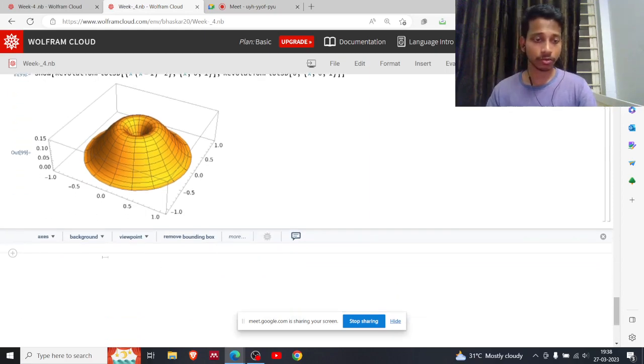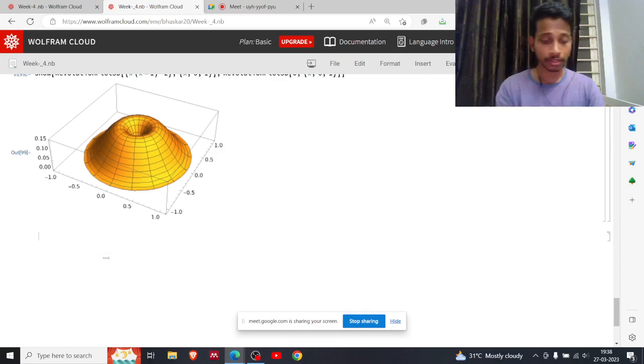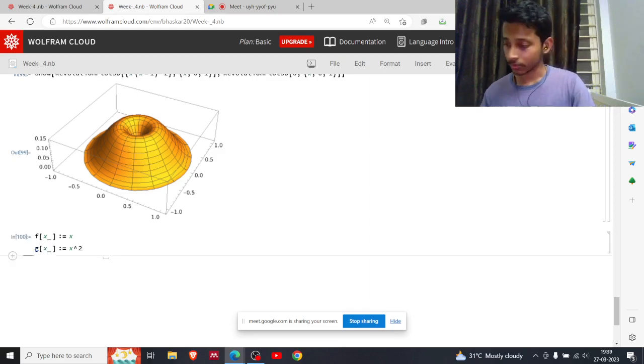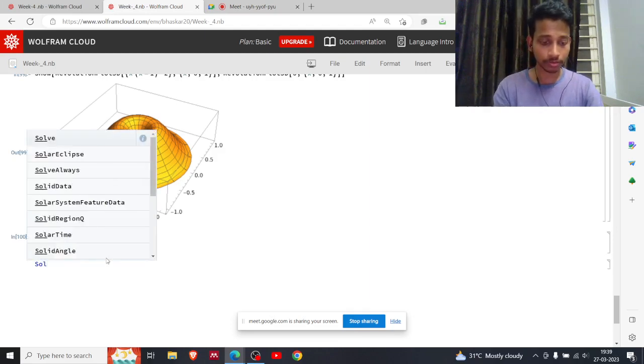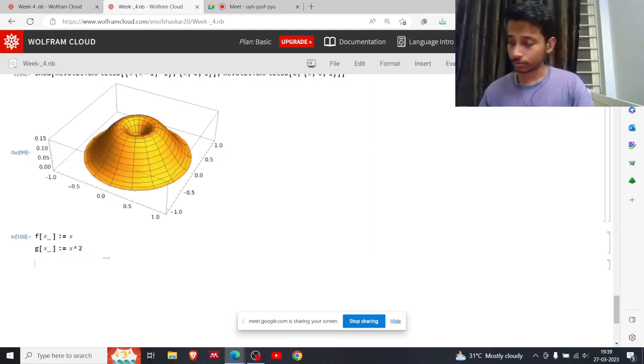Now again there is a problem that is a bit lengthy. First we need to define two functions, f(x) equal to x and g(x) equal to x square. So these are the two functions. Now let me first tell the problem. Find the volume of the region formed by rotating the area between f(x) equal to x and g(x) equal to x square about the y-axis. Okay, so basically these are the two functions.